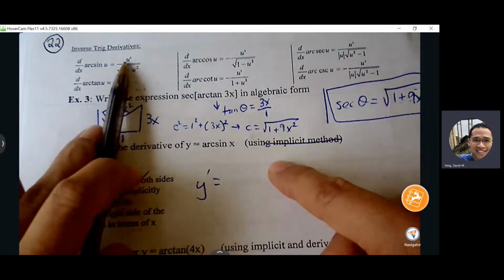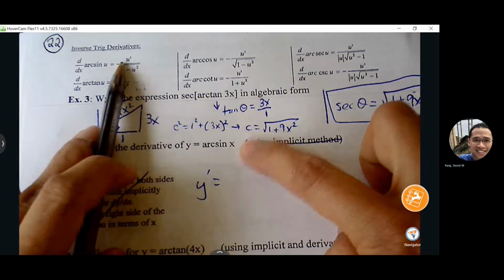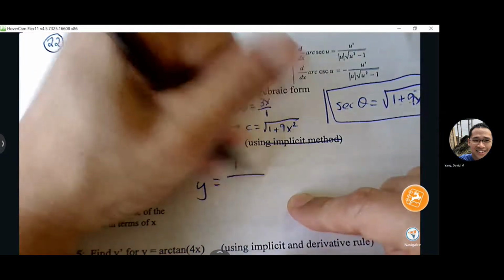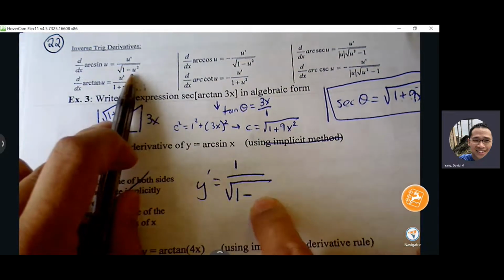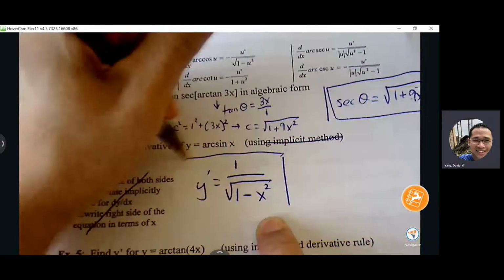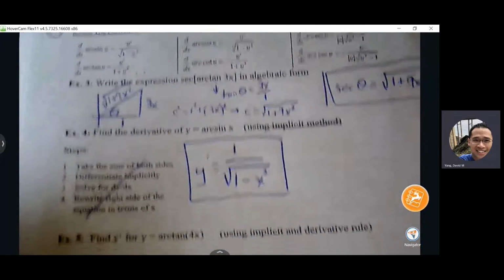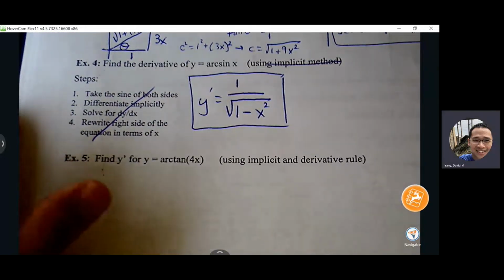The rule says u prime divided by the square root of 1 minus u squared. So what's u prime? 1, right? X's derivative is 1, over the square root of 1 minus u squared, so 1 minus x squared. And that's it. That's my derivative. No need to rationalize the denominator.